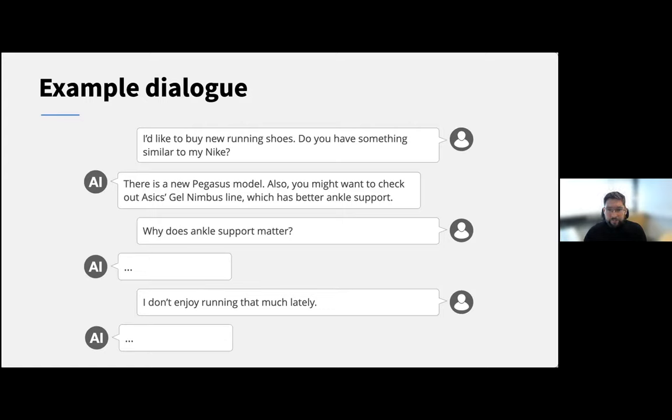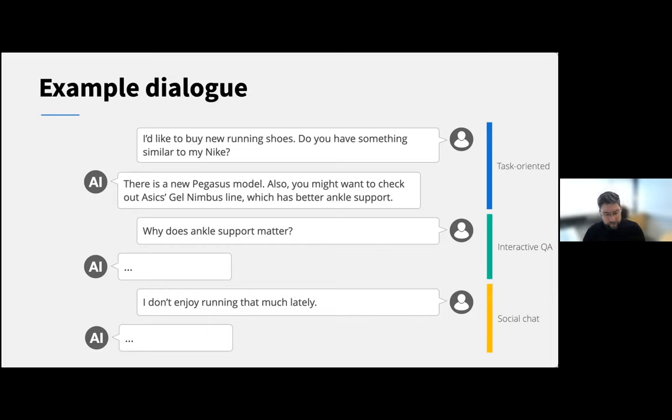And then the user at some point says that they don't enjoy running that much lately. So there is this clearly task-oriented component in the beginning, and then there is some interactive QA where the user tries to learn about some topic, and then there is the social chat part. And if you think about the last user utterance, there are multiple possible agent responses to that.